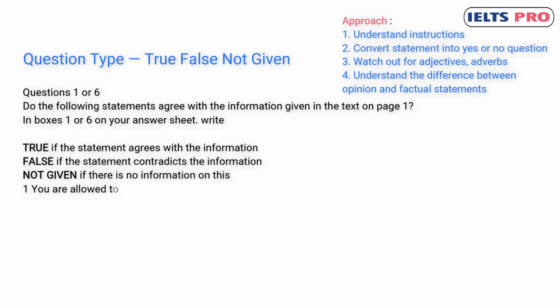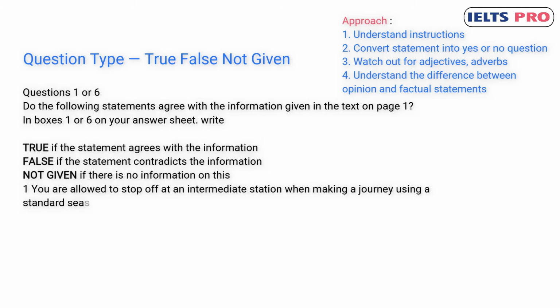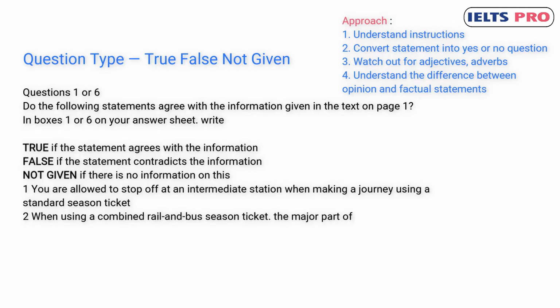1. You are allowed to stop off at an intermediate station when making a journey using a standard season ticket. 2. When using a combined rail and bus season ticket, the major part of your journey must be by train.